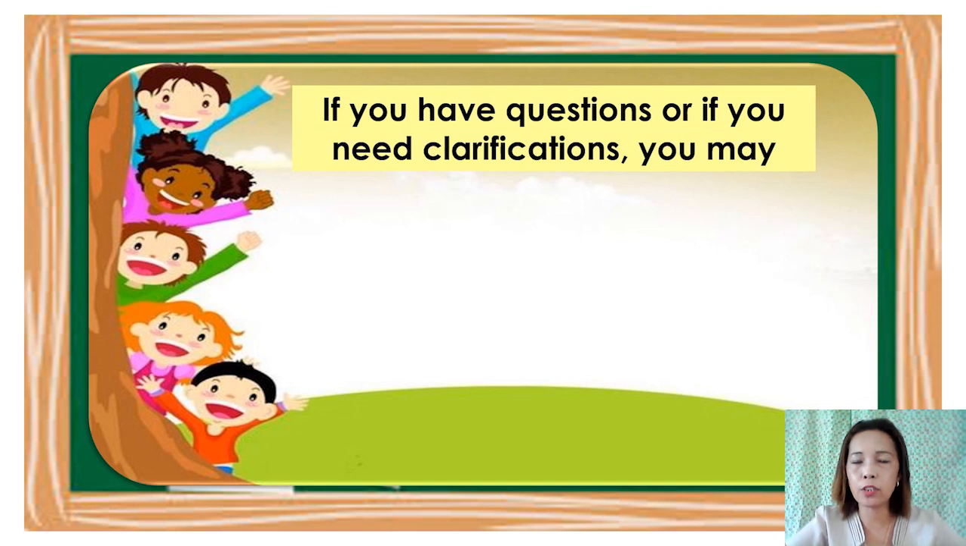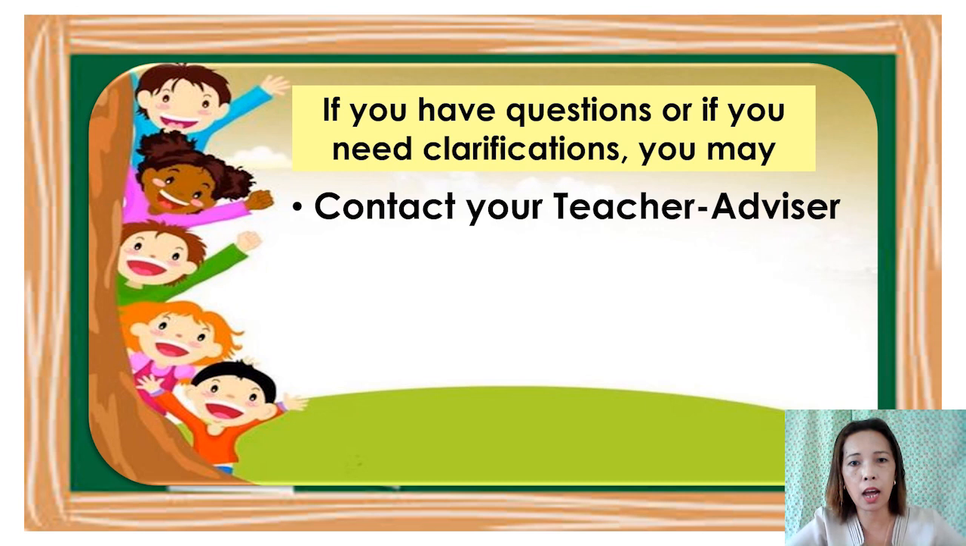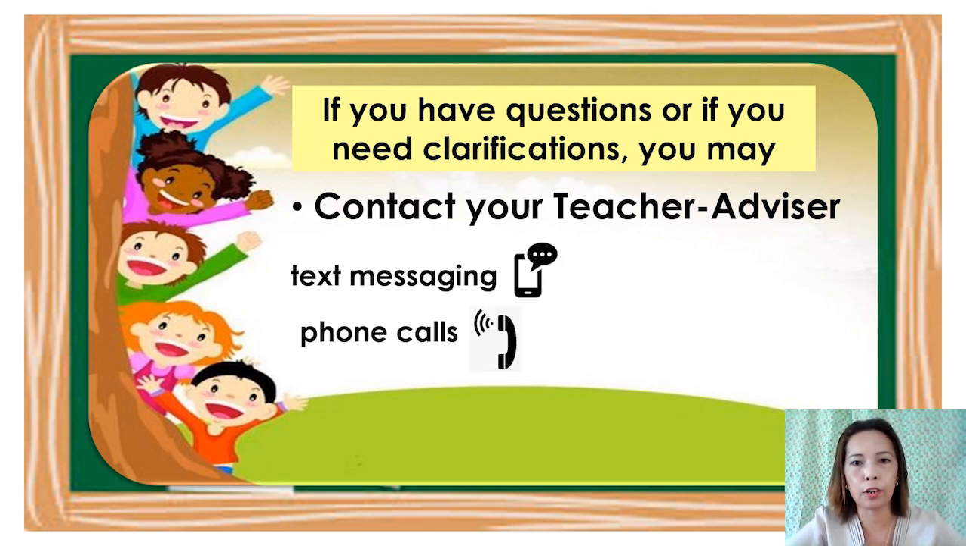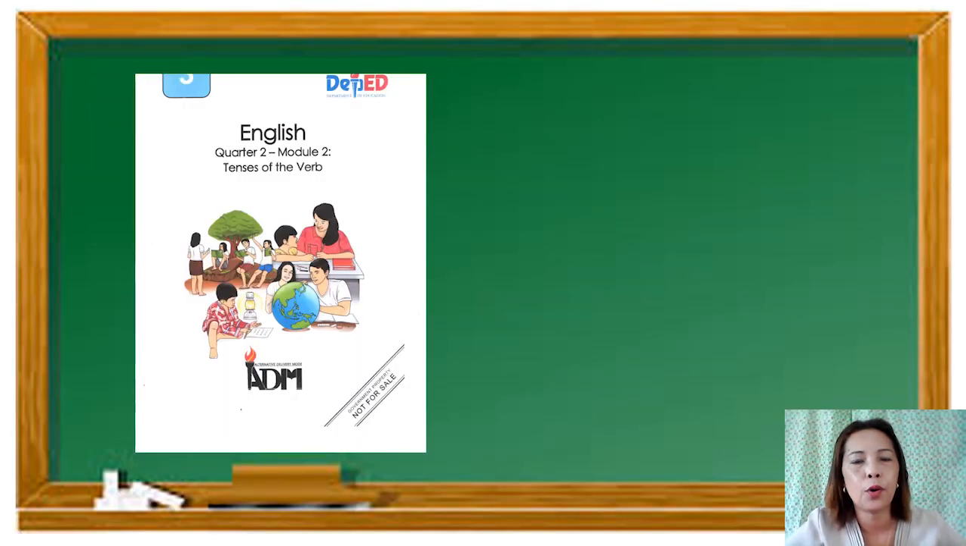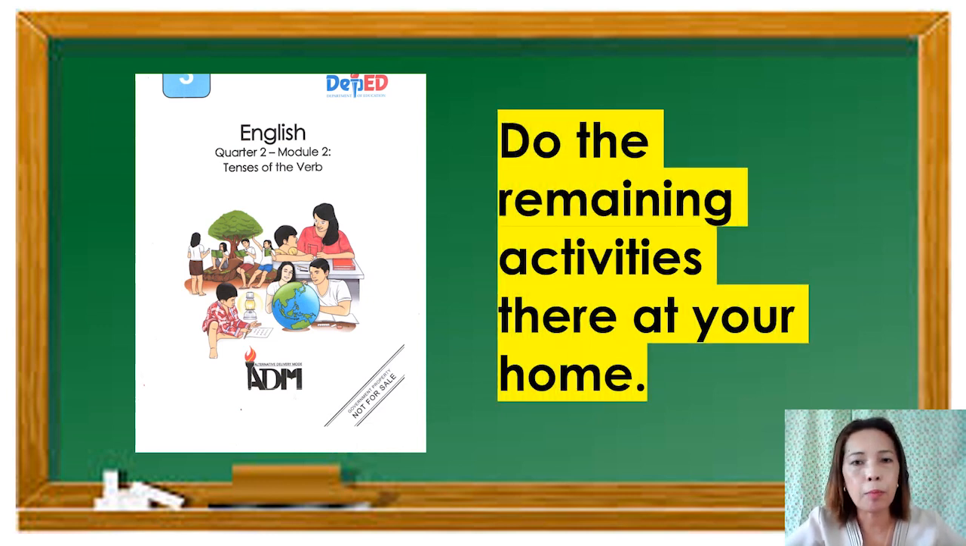If you have questions or if you need clarifications, you may contact your teacher advisor through text or phone calls. They are ready to help you for this lesson. For this Quarter 2, Module 2, Lesson 1, Simple Past Tense of Regular Verbs, there are still activities for you to work on. Do the remaining activities there at your home.